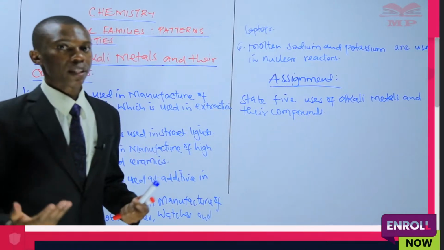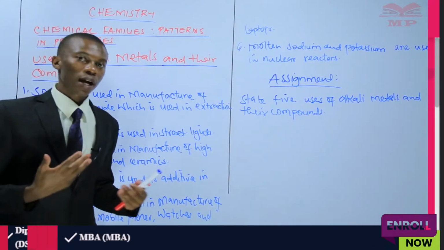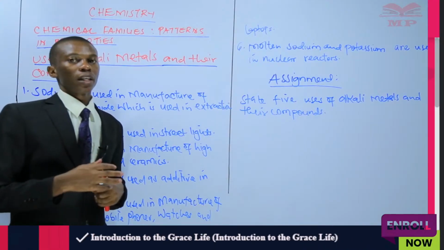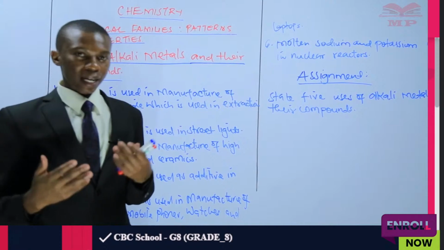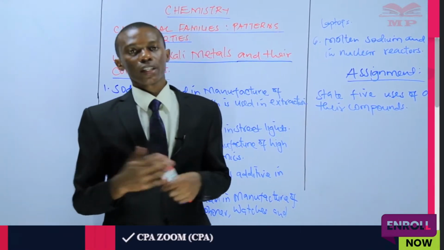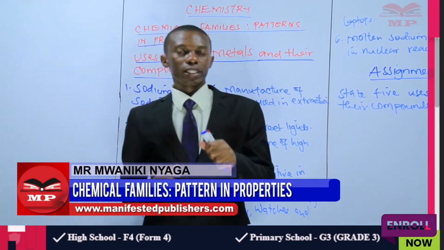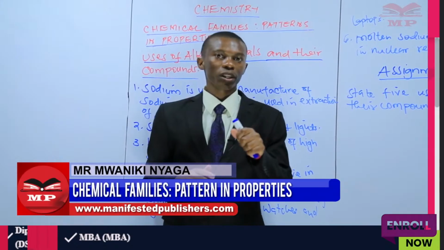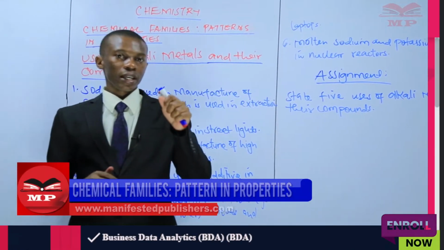So ensure that you've done that. If possible, look for more uses of alkali metals and their compounds. Next time we are going to discuss alkaline earth metals, which is the second chemical family we will be discussing. Let's meet then, but ensure that you've done the work, this question, before we meet next time.